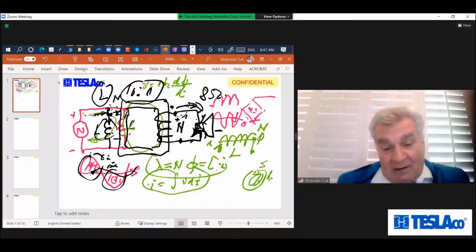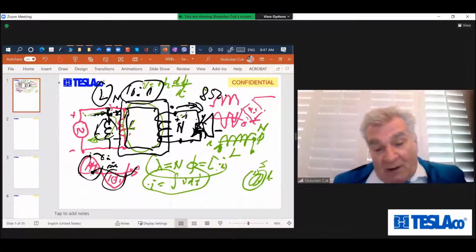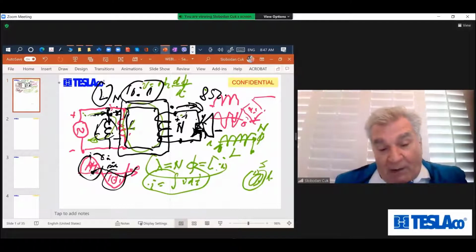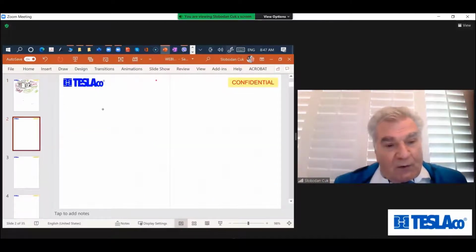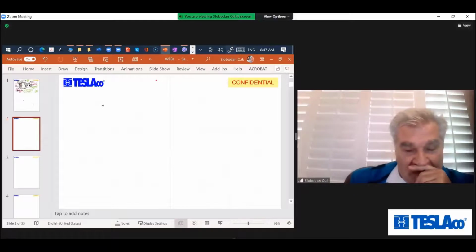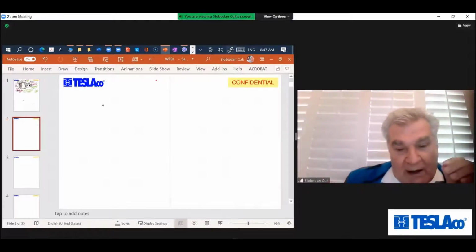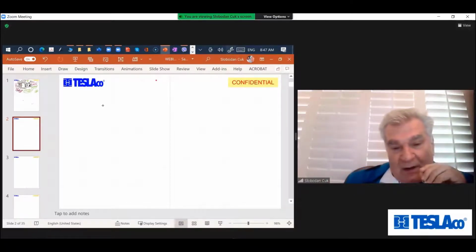AC line, you operate for positive flux, and for negative flux, you transfer the power to the output, right? Now, let me tell you one thing. Let's go now to why everything looks much better now.